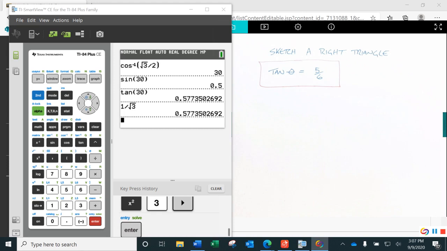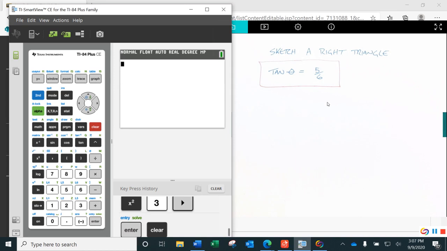Alright, you said that one was too easy. Well, let me try another one. I'll just clear this out. Now it says sketch a right triangle where tangent of theta is equal to 5 divided by 6. So let's give that a try.